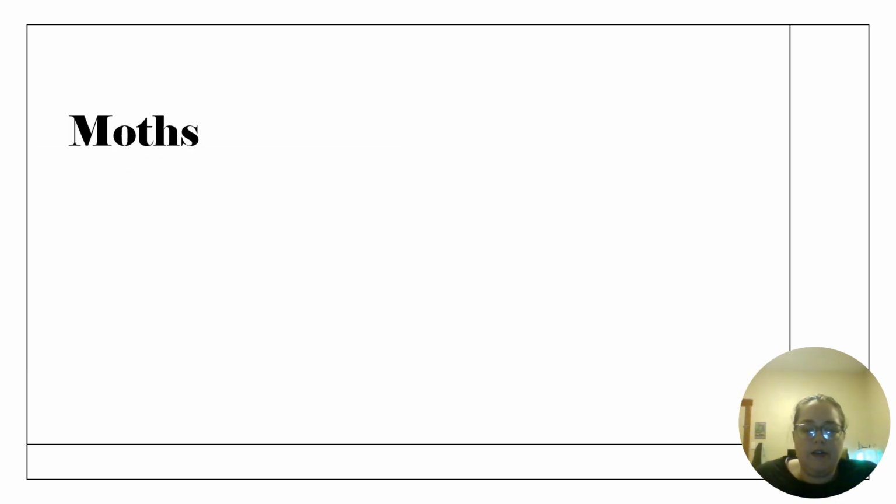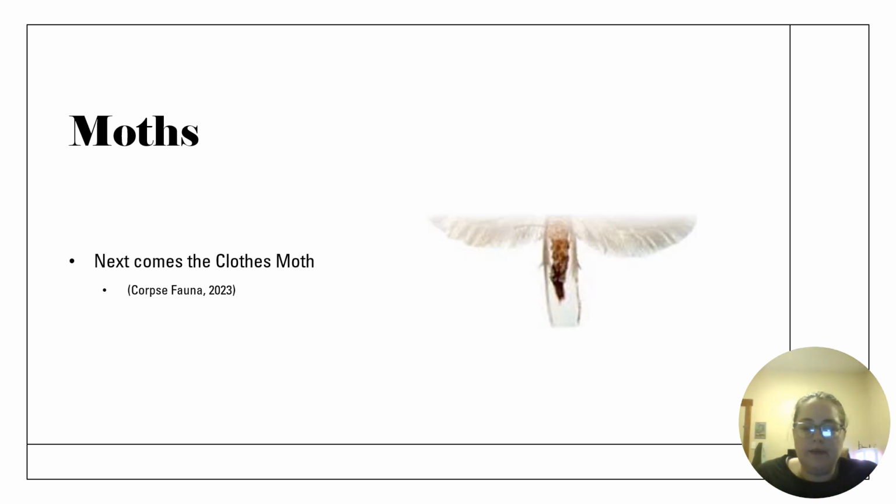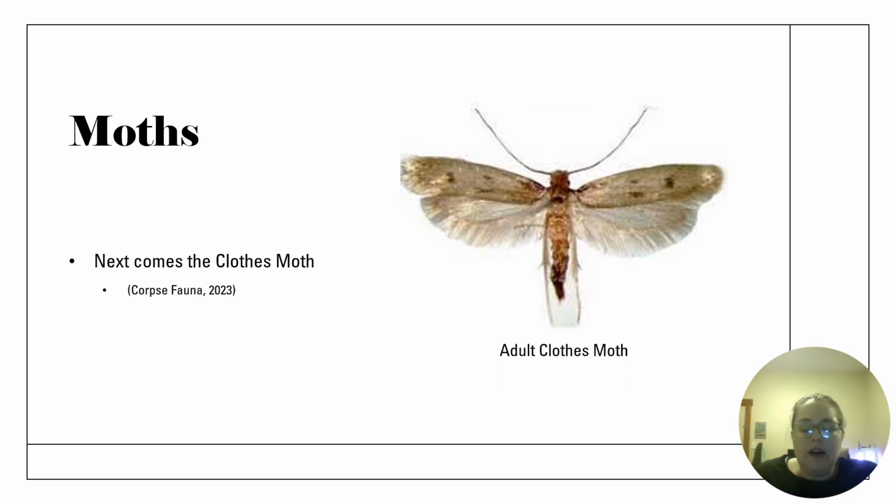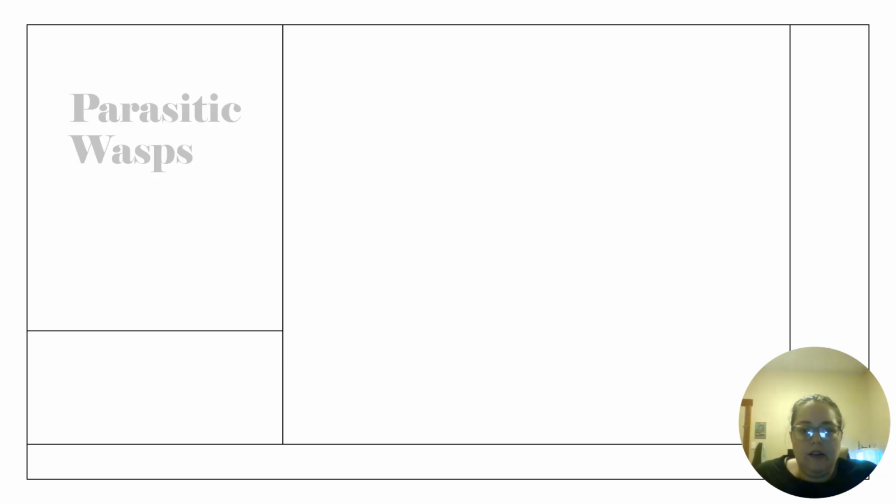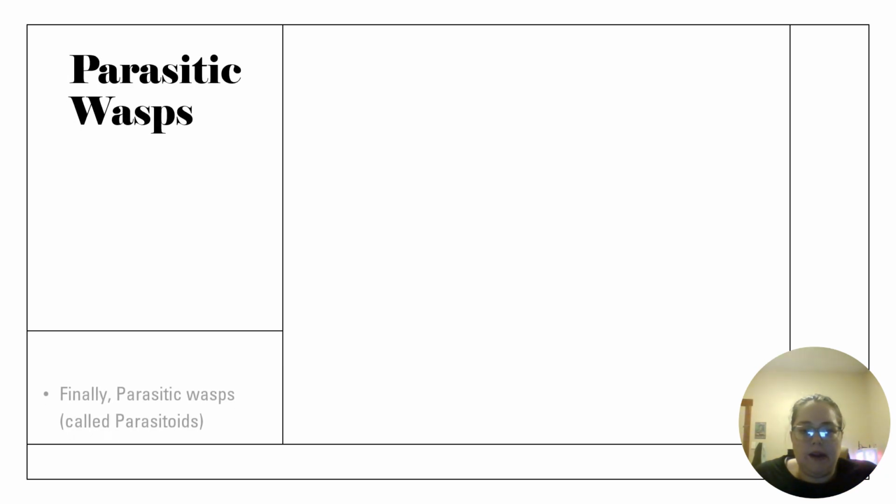The next insect to arrive are moths. And the main type of moth that comes onto the scene is the clothes moth. And that's from the article Corpse Fauna 2023 as well. Here's a picture of a clothes moth. And an interesting thing about the clothes moth is they actually eat the hair that is on the corpse. So they come in, eat the hair, and then it gets the body ready for the parasitic wasp to come into play.